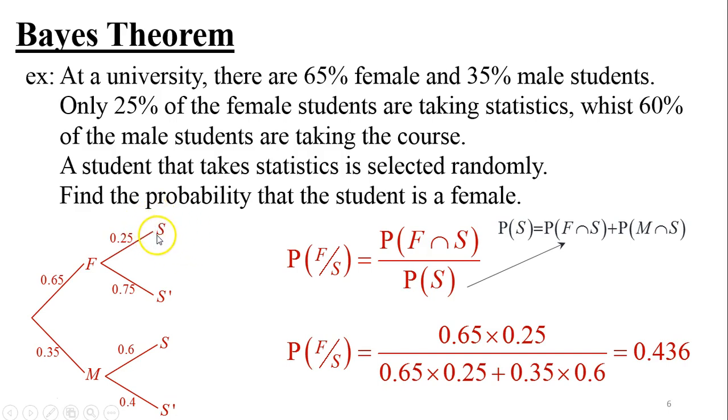There are two ways to realize S. We can realize S by choosing a female, and we can realize S by choosing a male. So it's F inter S plus M inter S, which you can find by multiplying them and adding them at the denominator. And finally, this leaves us with a probability of 0.436.